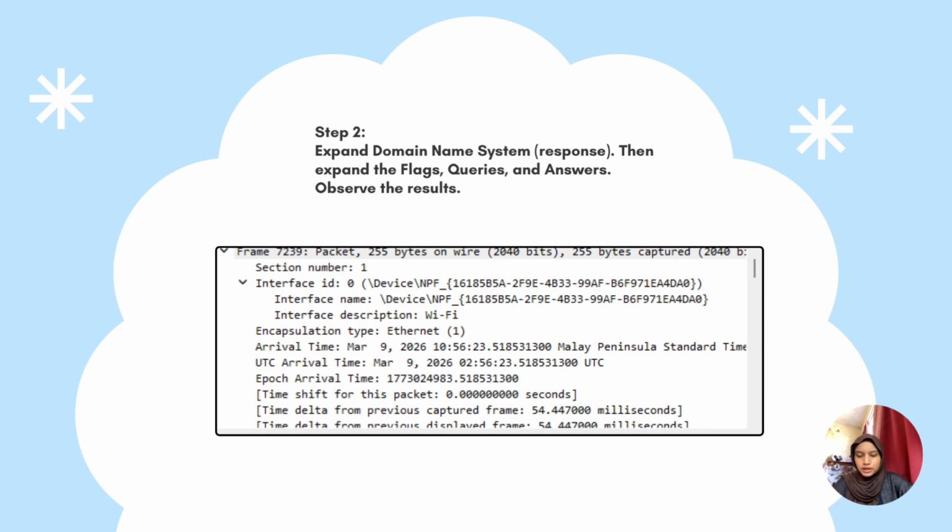Observing these details is crucial because they show us how the DNS system processes the response. If there are any discrepancies in the flags or answer, they could indicate problems such as DNS poisoning or manipulation.